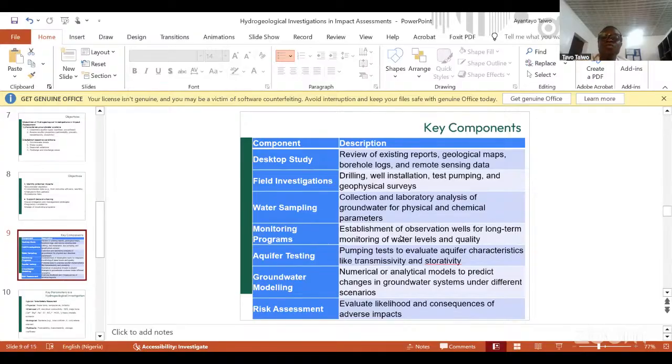Then water samples: we will collect and do laboratory analysis of groundwater for physical and chemical parameters. We will establish monitoring programs, with observation wells for long-term monitoring of water levels and quality. I'll use Abuja as a reference point. How many of the filling stations that we have actually have observatory wells for water level and quality? I'm not too sure, but I'll be pleased if somebody can tell me that we have this and all that kind of thing.